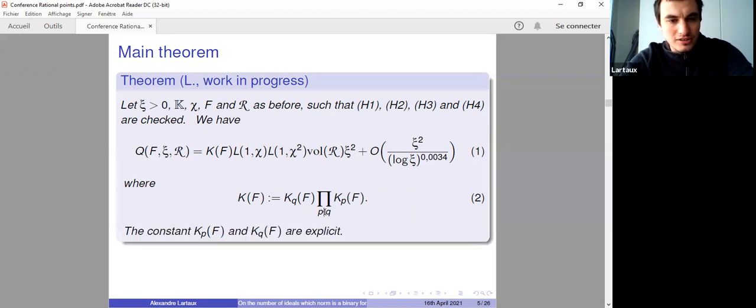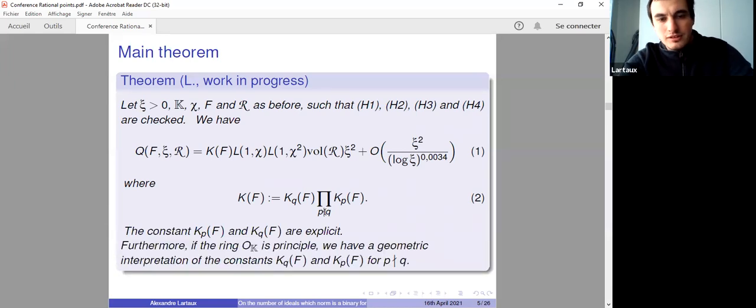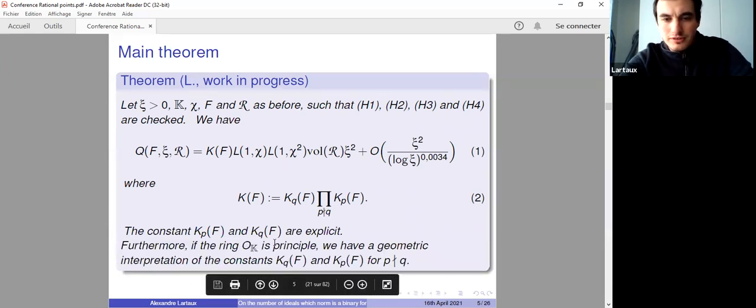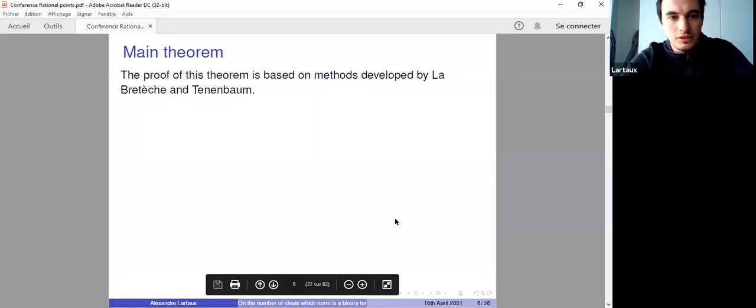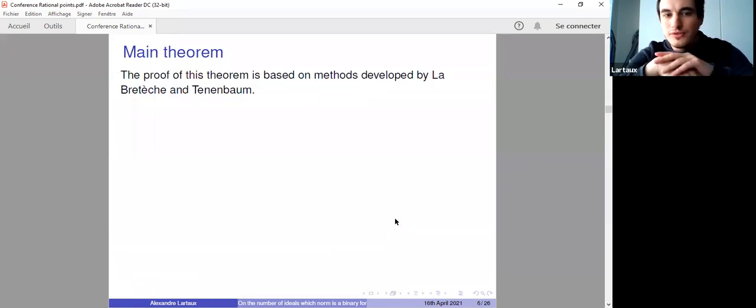And the last assertion is, if the ring O_K is principal, we have a geometric interpretation of the constants K_q of F and K_p of F. So the proof is based on methods developed by Lachaud and Tenenbaum.